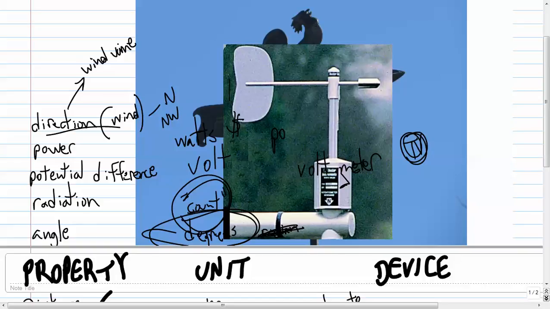Okay, so I'm over 12 minutes. That's lots of devices, lots of properties, lots of units. Hopefully this gives you a little bit more ammunition for the measurement quiz.